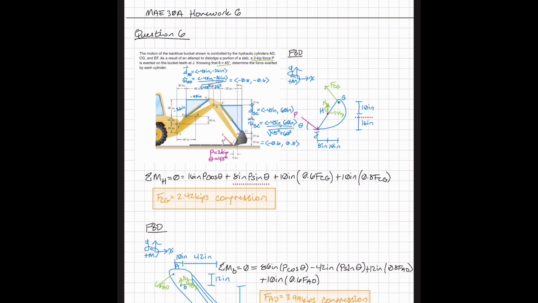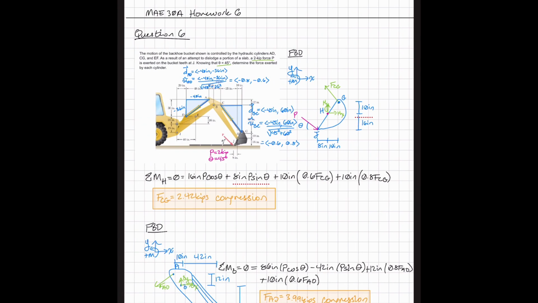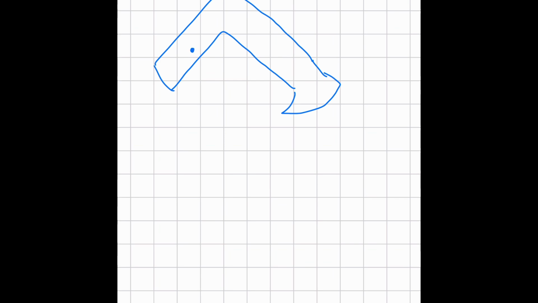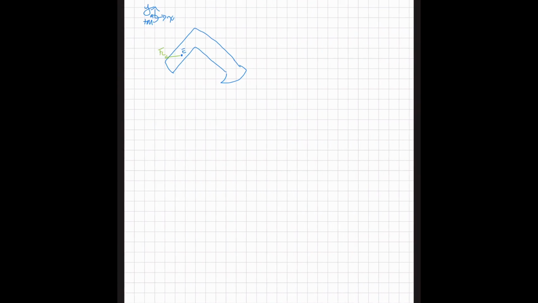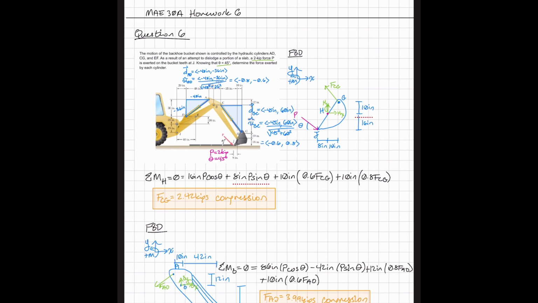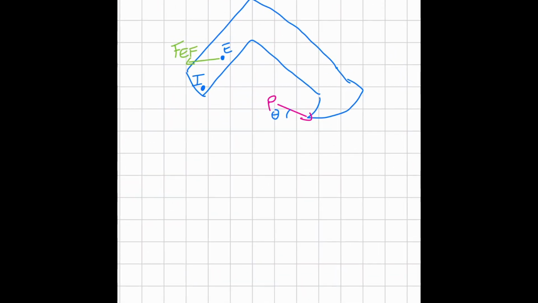Okay, so we have the arm here. I'm just going to simplify it to kind of just a shape like that. And then we have our point E, move it up a little bit, E here. And our force EF is going to be along the direction of EF here. Then we have our load just like before, theta. And then we also have a reaction force at I, so we have IY and IX.